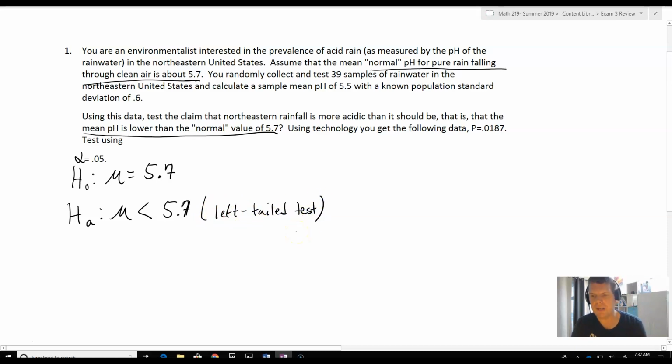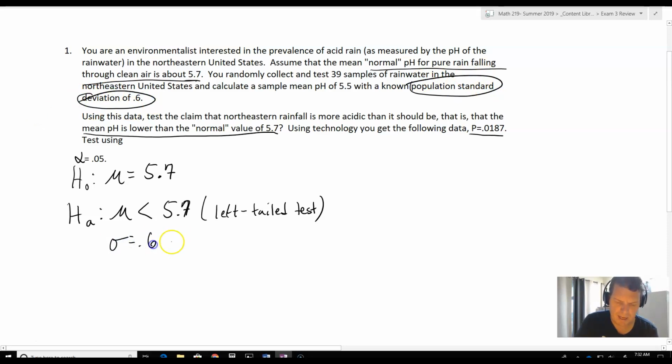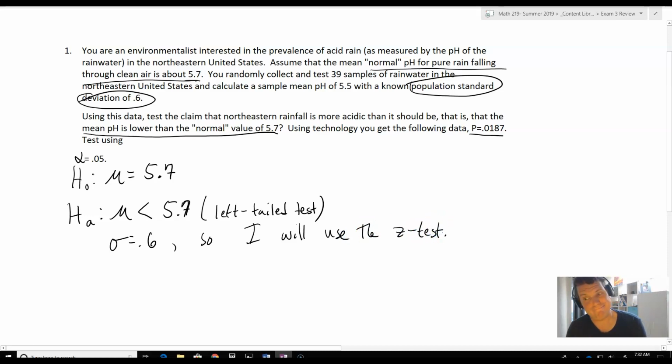So I want to figure out if I'm going to reject or fail to reject the null hypothesis. Before I do that, I do want to understand, as just a review, that we're going to be using the z-test because I have the population standard deviation, right? So sigma equals 0.6, so I will use the z-test, okay? Just in case you're asked which test you should run. Totally going to happen. You're going to run a z-test because you have the population standard deviation and you're looking for the mean.